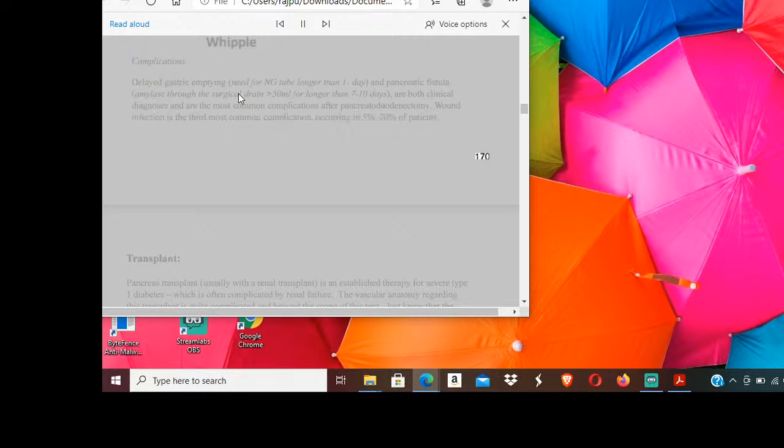170. Transplant. Pancreas transplant, usually with a renal transplant, is an established therapy for severe type 1 diabetes, which is often complicated by renal failure. The vascular anatomy regarding this transplant is quite complicated and beyond the scope of this text.